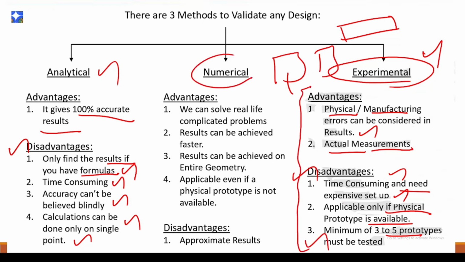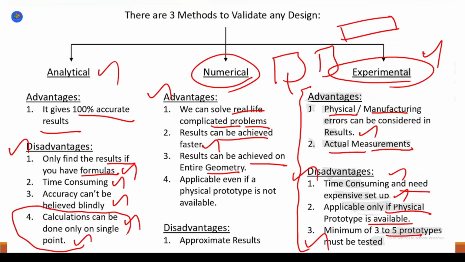Now, if you go for the numerical method, where we apply our ANSYS software and then evaluate the results, the advantage is we can solve real-time complicated problems. Results can be achieved faster because of the use of computers and software. And results can be achieved on the entire geometry. For example, if you take this case, the contrary to this would be this point. For the same simply supported beam which is subjected to a point load at the center, you can find the deflection not only exactly at this point, which is the maximum deflection, you can even find it at this point, this point, this point, this point. So that is the main advantage.